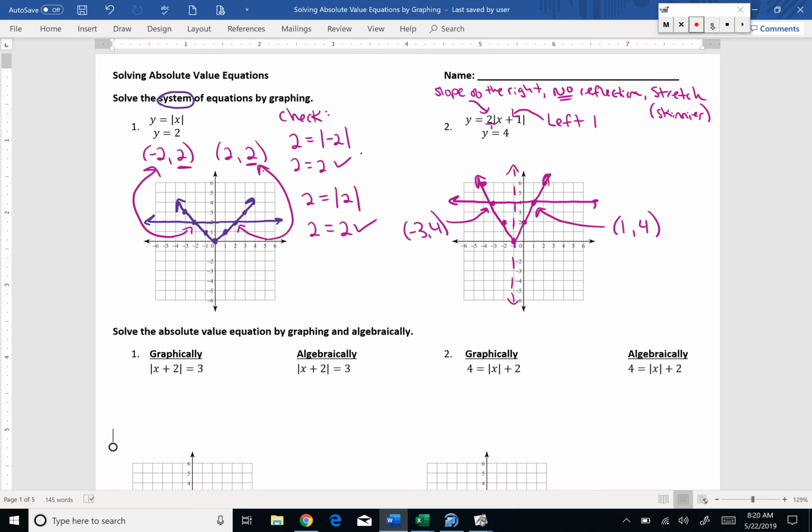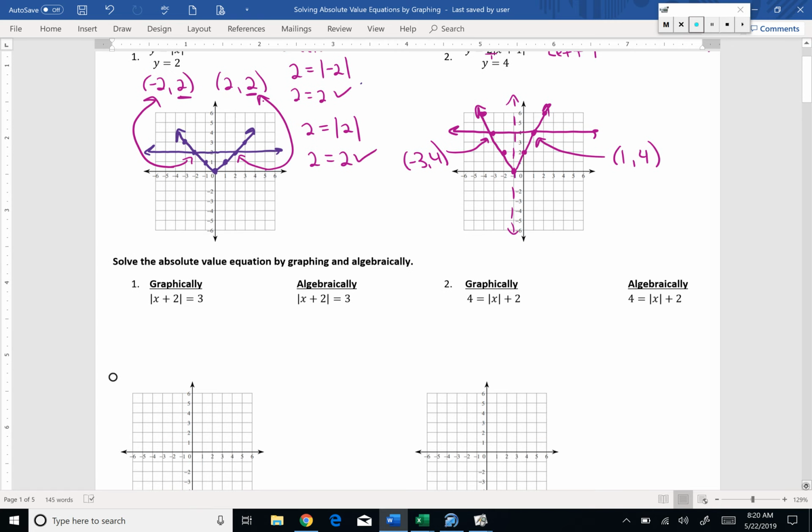So this idea, we're going to take what we've been doing with graphing absolute value, and we're going to take that idea of a system of equations, and we're going to use those two ideas that we're already super familiar with to help us solve absolute value equations. Okay, so lots of stuff we're already familiar with.